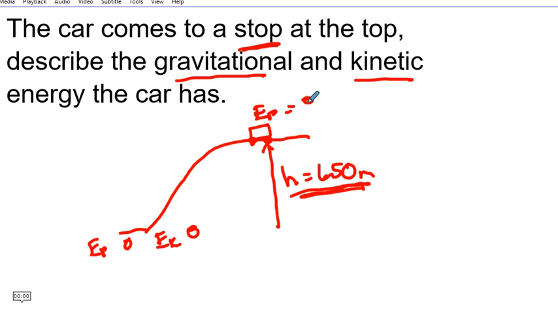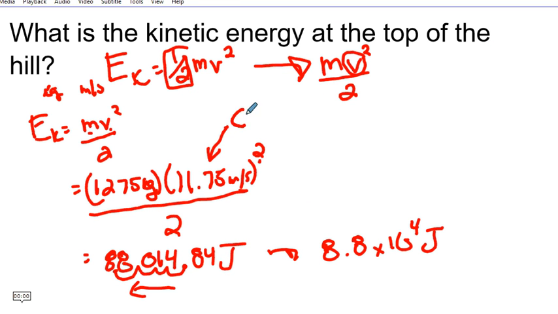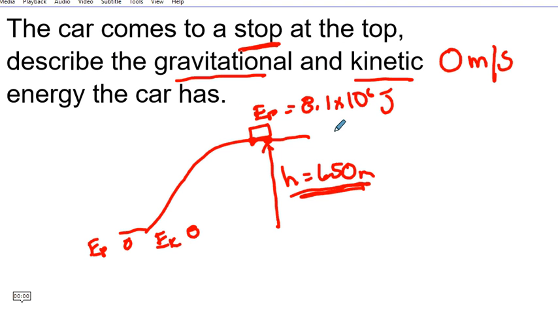My kinetic energy at this point then, now that my car is going 0 meters per second, the same thing, if we think about my speed is now zero, what happens if we sub zero into this equation? So if I replace the 11.75 with a zero, then mass times zero squared divided by 2 still gives me an answer of zero. So my kinetic energy is now zero at that point.